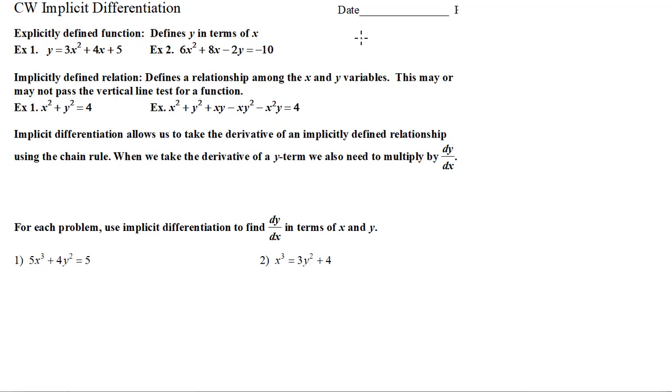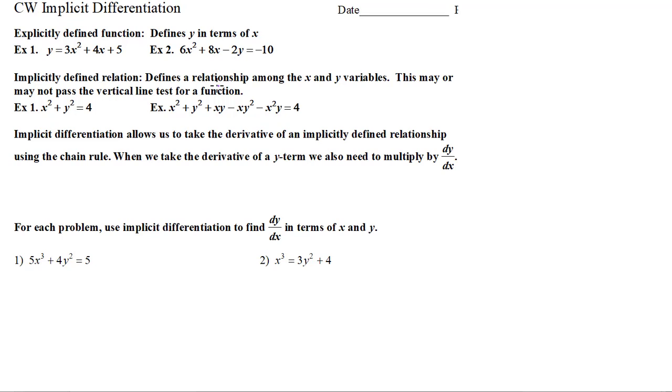But sometimes we have a relation between x and y where we can't just isolate the y and get the y by itself. And these can come in very common ways. The first one here, x squared plus y squared equals 4, that's actually going to be a circle centered at 0, 0 with a radius of 2. And here's another one, x squared plus xy minus xy squared minus x squared y equals 4. So that's a little bit more complicated, and you should be able to see you can't just get the y by itself there. And these are relations. They're not necessarily functions. They won't necessarily pass the vertical line test for a function.